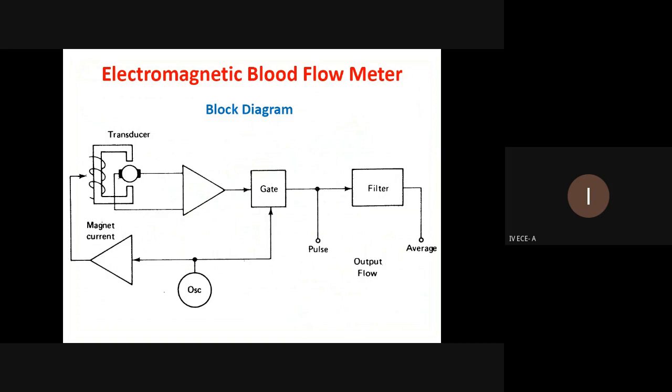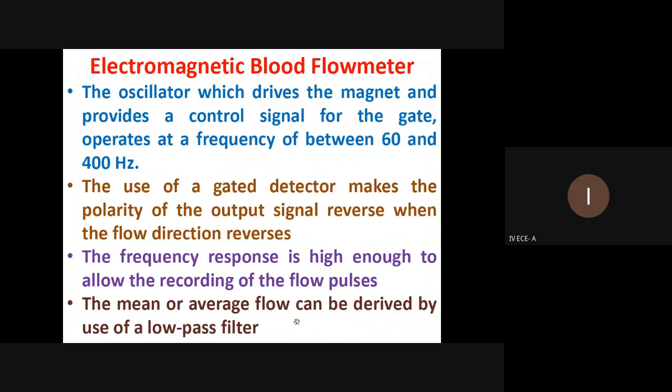The oscillator is used to drive the magnet, and it provides control signal for the gate. The oscillator operates at a frequency between 60 Hz and 400 Hz. The gate detector makes the polarity of the output signal reverse when the flow of blood is in reverse direction. The blood flow can be easily recorded from the frequency response of the system. The average flow pulses can be obtained with the help of this low pass filter. So this is the electromagnetic blood flow meter.